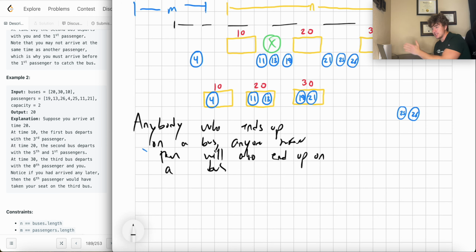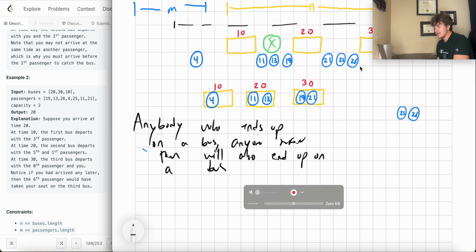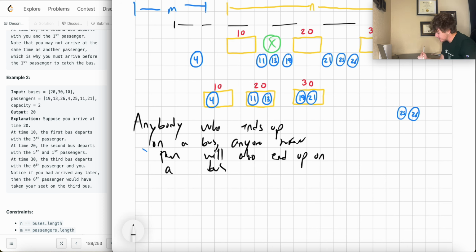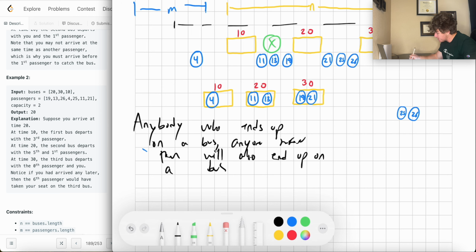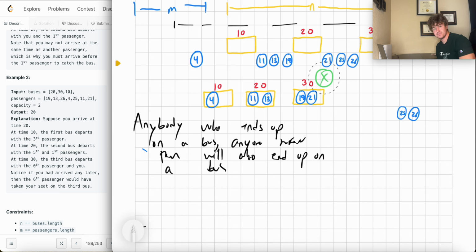if I simulate through the scenario and I say, you know what, 21 ends up on the bus. Well, if 21 ends up on the bus, then you know who else would end up on the bus? Someone who showed up at time 20. So I'll just say, whoever the last person is that ends up on the bus, if I show up before them, I'm good to go, right? If 21 gets on the bus, well, I showed up earlier than 21, so I'll end up on the bus.